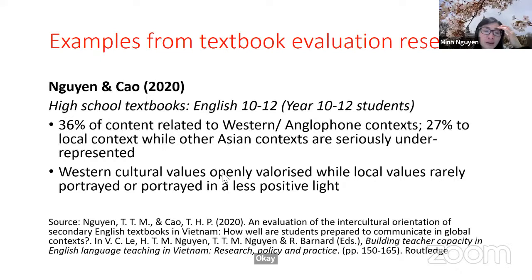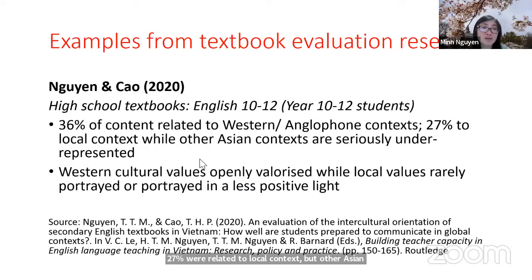So we look at the intercultural orientations of the books. Okay, so to what extent do the books prepare students for communication in English as an international language? And what we found is that there is an unequal representation of cultural contents in those books. 36% of the content was related to Western and Anglophone contexts. 27% were related to the local context, but other Asian contexts are seriously underrepresented.